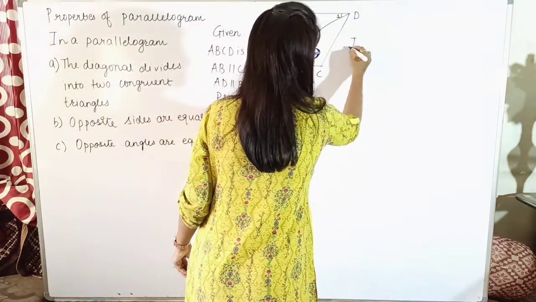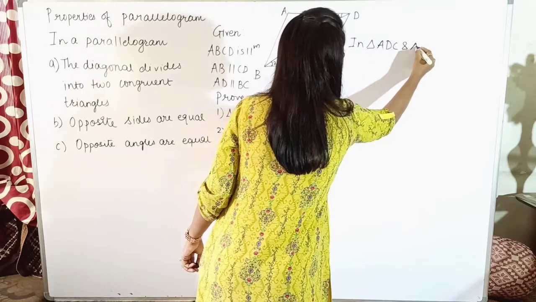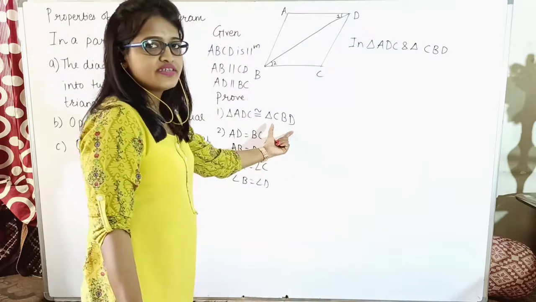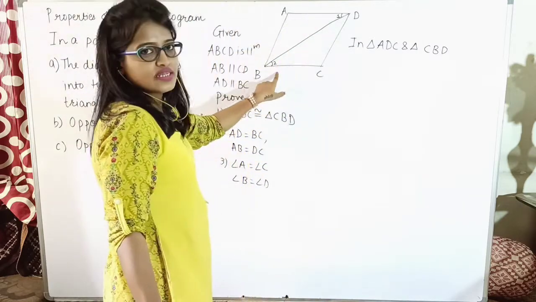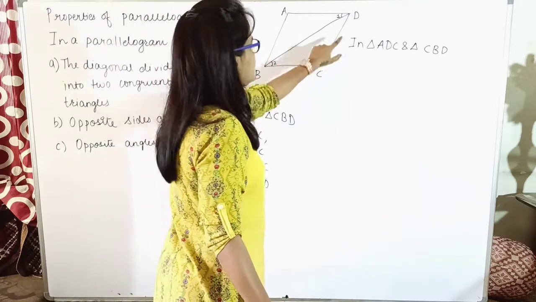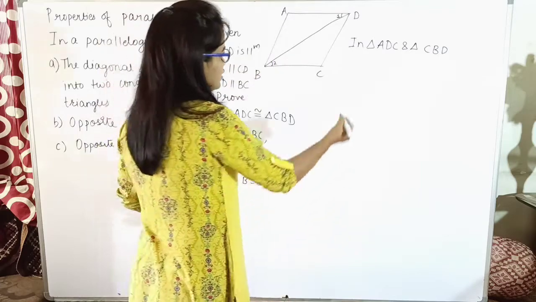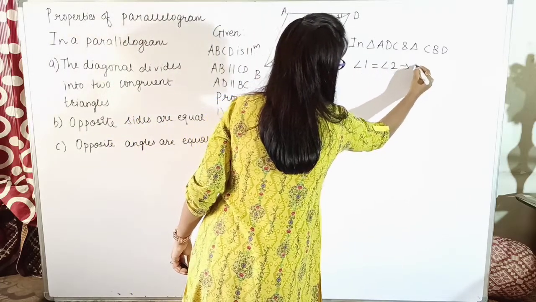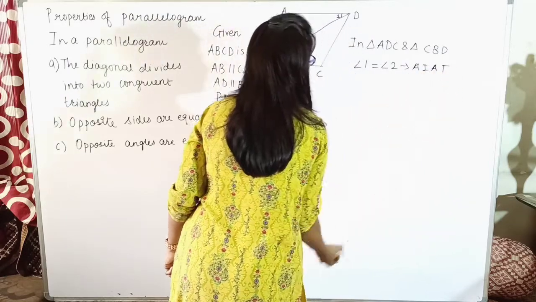So let us write it in that way. So in triangle ADC and triangle CBD. See here I have purposely written the order as CBD because this angle is equal to this angle. Okay, CBD is the right order. CDB is not the right order. So I will write angle 1 is equal to angle 2 because both are alternate interior angles. So by alternate interior angles theorem.